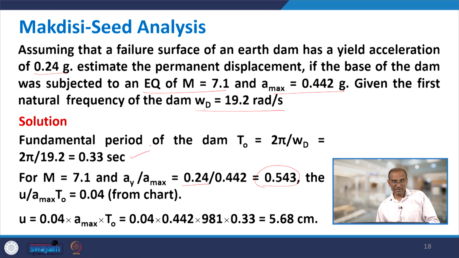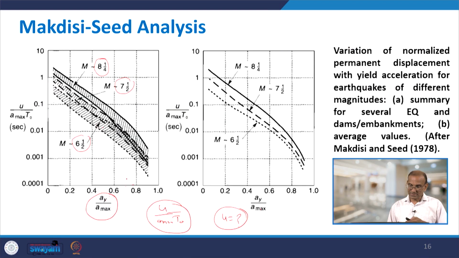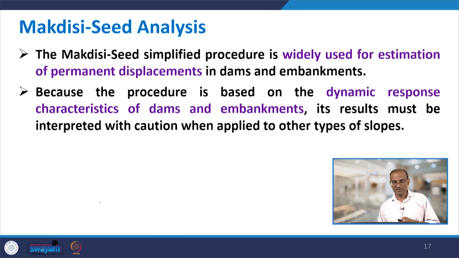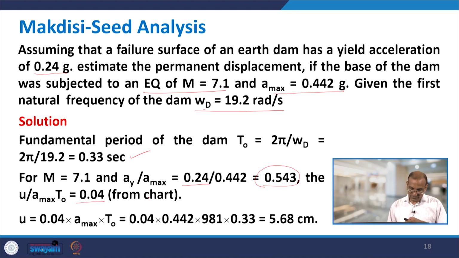So, for a 7.1 magnitude earthquake and the ratio AY by A max equal to 0.543, the ratio U by A max T naught comes out to be 0.04, which you can read from this chart. Once this ratio is known, you can find the value of U as 0.04 into A max into T naught, which comes out to be 5.68 centimeters.